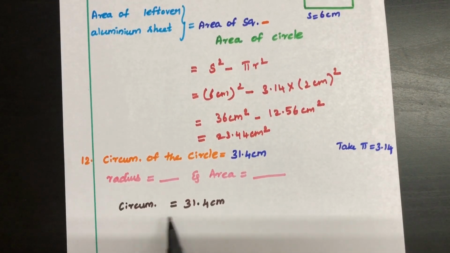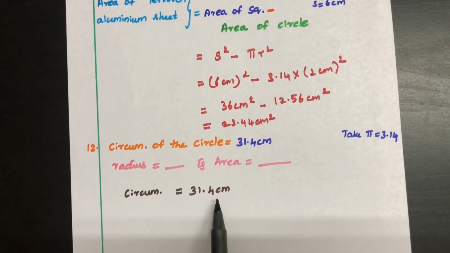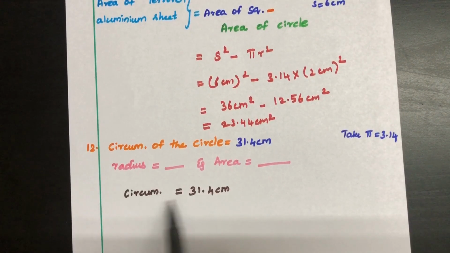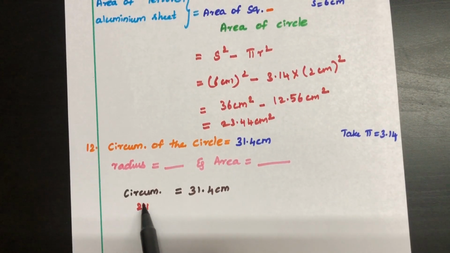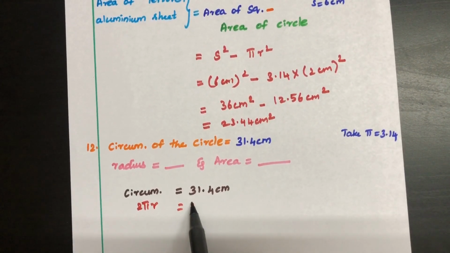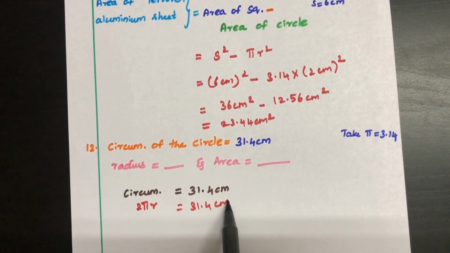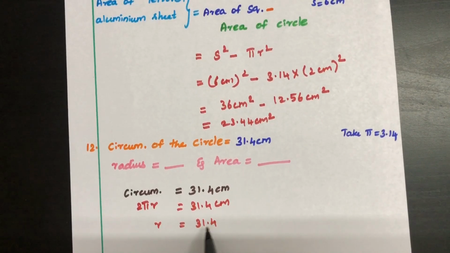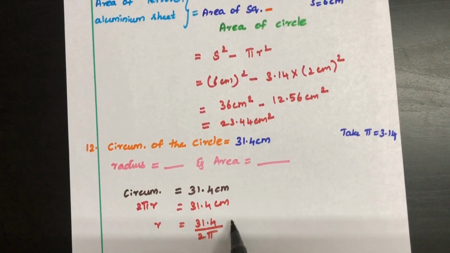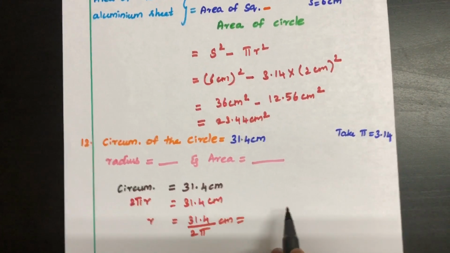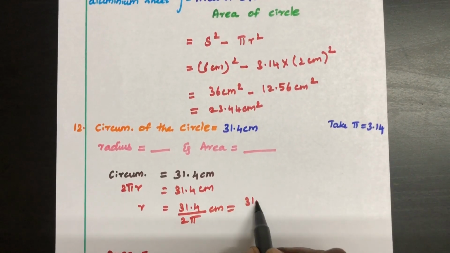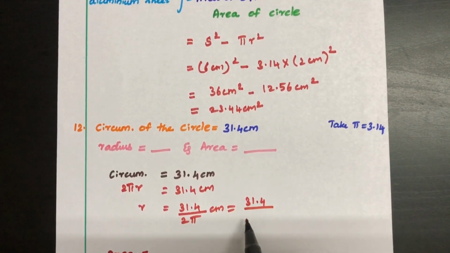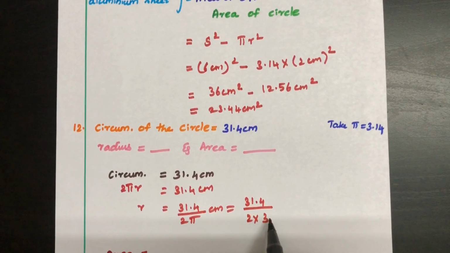See, it's given circumference is 31.4 centimeter. From this, we can easily find our radius. Circumference formula is 2 pi r equal to 31.4 centimeter. So what is r? This is equal to 31.4 divided by 2 pi centimeter. Right? So 31.4 divided by 2 into, given it is 3.14 centimeter.